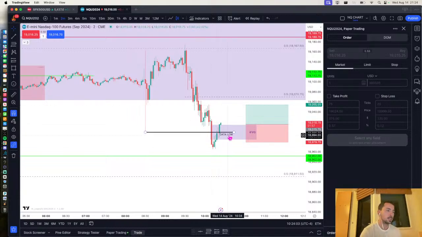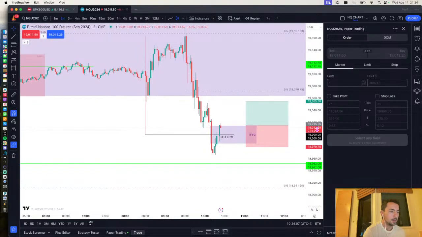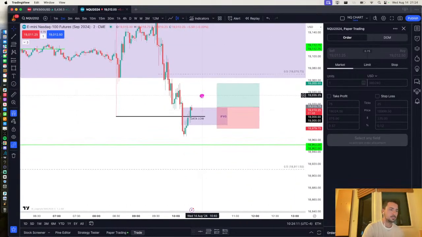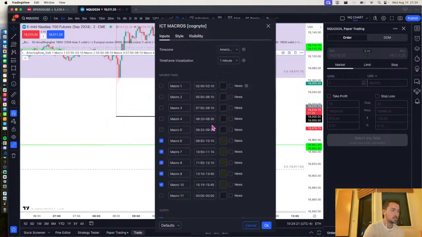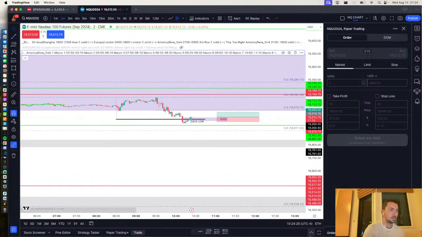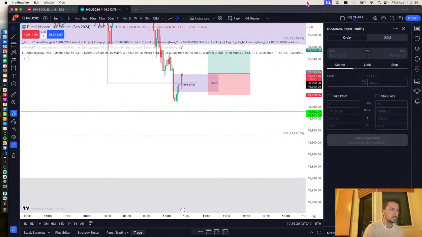Okay, there's the 2-minute close, guys. So you can try this if you really want to. But keep in mind, why is the macro... Is the 1050 macro on here? 1050 to 1110. It's there. So why is it not showing up on my chart? Weird.